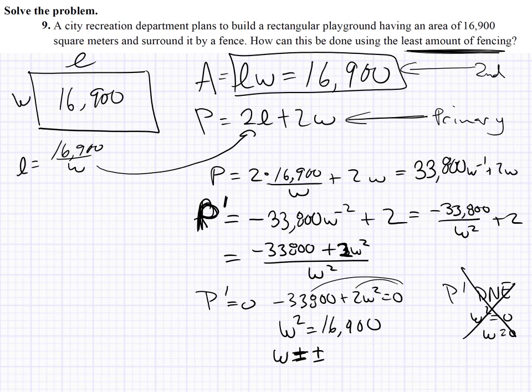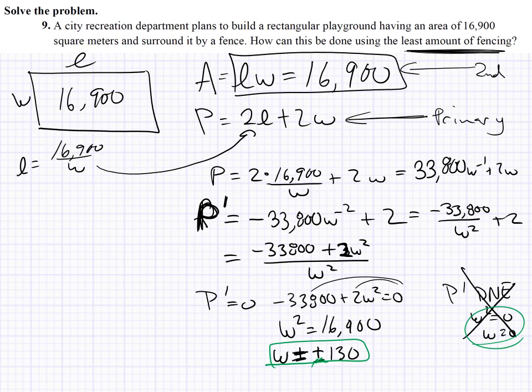So the square root would be 130. The negative doesn't make any sense, because how could a W be negative, just like how could W be 0, so ignore that. So we really just have W equals 130, positive. Well, as long as that ends up being the minimum, then we're good.